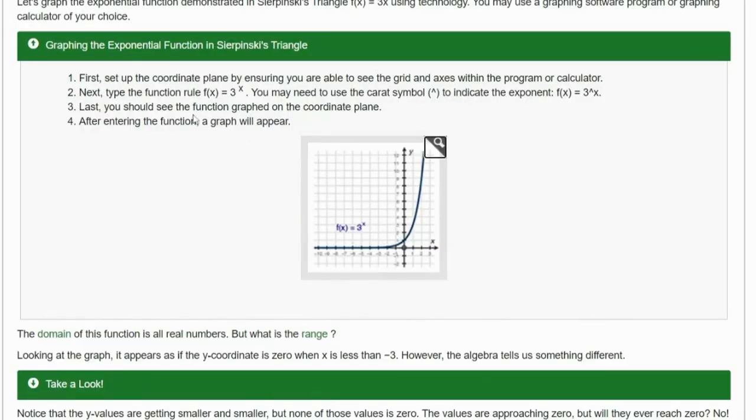So graphing the exponential function, set up your coordinate plane. You can see the grid there. Type in f of x equals 3 to the x power, and then you should see it there. And we know how to do that in Desmos, so we'll do it.